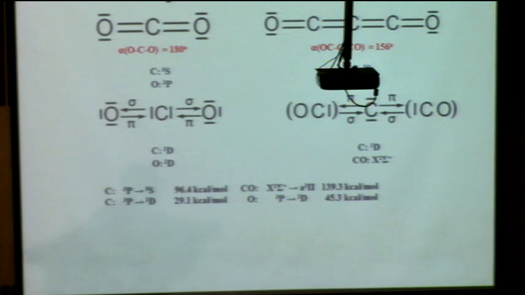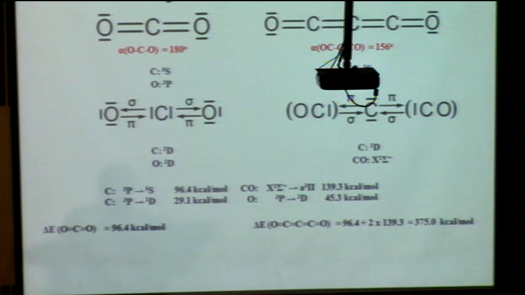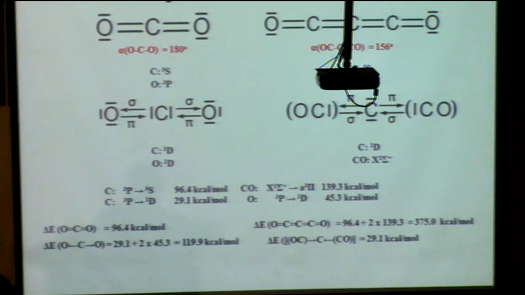If you make an electron sharing bond, then you would have to excite the carbon atom to the quintet S. The quintet S costs 96 kcal per mole. Oxygen is in the ground state. In this case, carbon would have 96, but the CO have to be excited 2 times 139 kcal per mole. The excitation energy in order to bring it into this situation is 375. For the donor acceptor bonds here, carbon in the singlet D, oxygen in the singlet D. Carbon in the singlet D costs us 29.1, and oxygen in the singlet D 2 times 45, altogether 119.9.